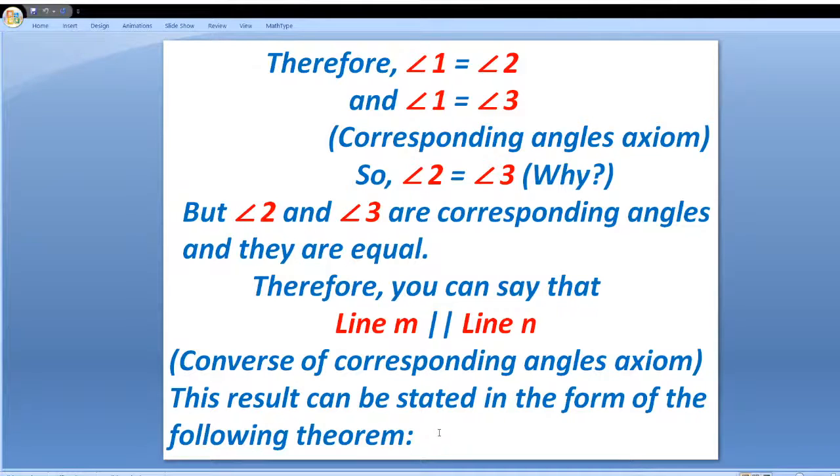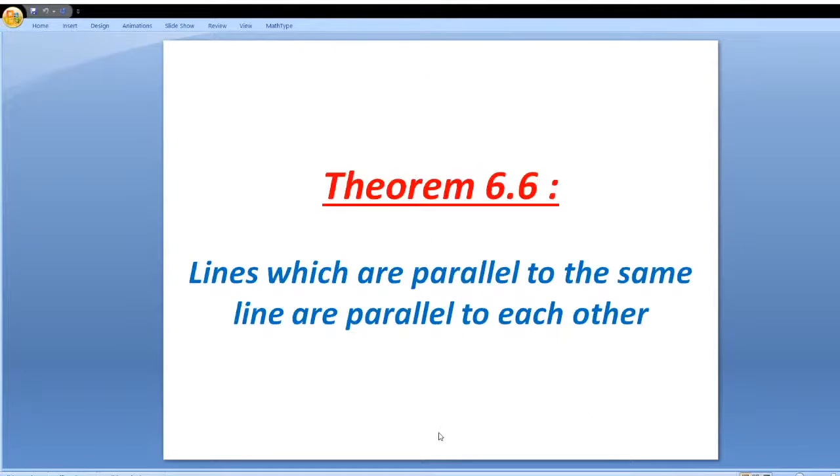So this result can be stated like this here: 6.6, lines which are parallel to the same line are parallel to each other. Lines which are parallel to the same line are parallel to each other.